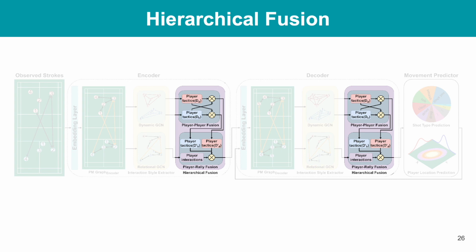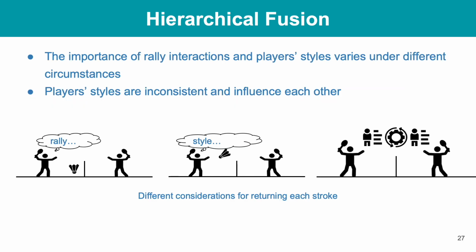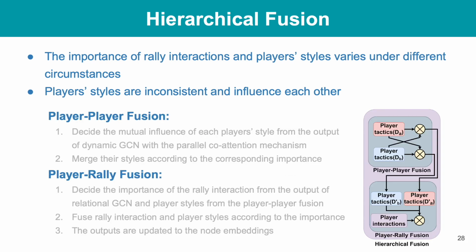After generating context of rally interactions and player styles, let's talk about the mechanism for fusing these hierarchically. The intuition is that although players move to the next location for returning the next shot based on rally interactions and player styles, we can expect that the importance of each varies under different conditions. But why do we need to fuse hierarchically? The reason is that the player styles from the outputs of dynamic GCN are independent of each other, so we need to first fuse them to measure the influence of each other. Therefore, we propose the hierarchical fusion to decide the mutual importance of each style, and to merge the context of rally interactions and player styles with player-to-player fusion and player-to-rally fusion.